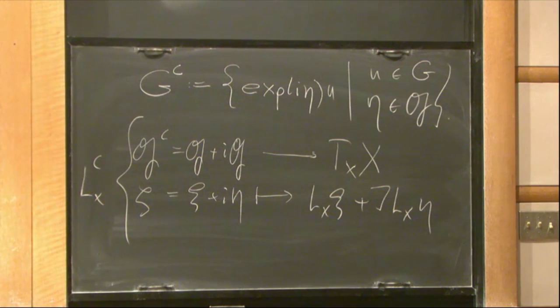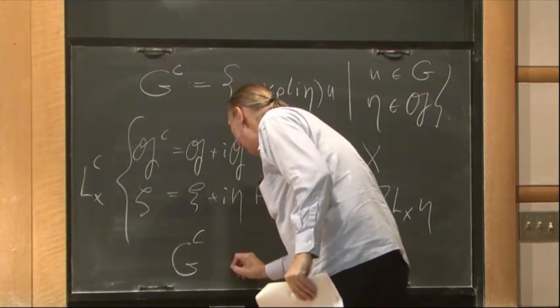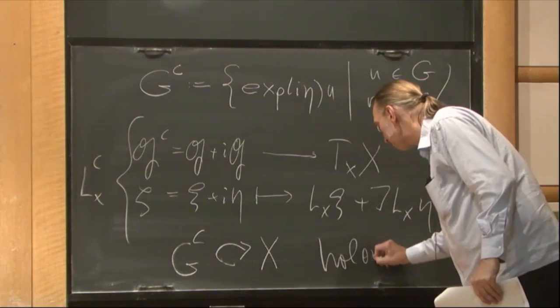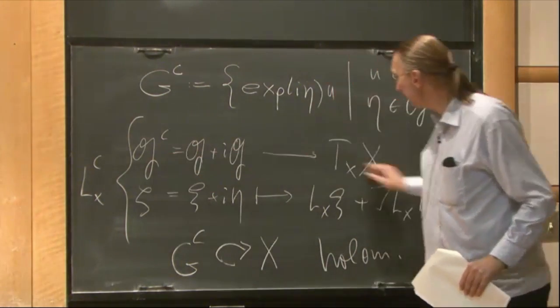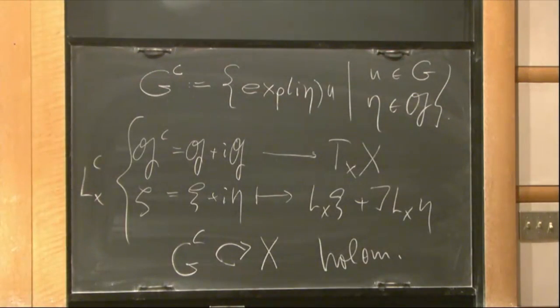And for example, you can take as a complex Lie group the group of holomorphic automorphisms of X, right? And then as a target group, you see that GC will act on X holomorphically. And the infinitesimal action is exactly this map, and that's also a Lie algebra homomorphism. So that's the basic setting.